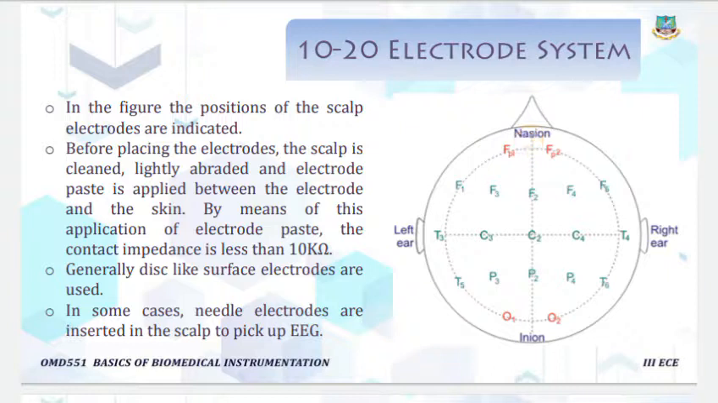FPZ, then Fz, then Cz, then Pz. Then the last point is OZ, just as a point. Just have to note it. Have you understood this point? From nasion to inion, we are splitting it into five, but we are placing the electrodes only on three positions: one on the frontal position, one on the central position, and one on the parietal position. Hope you understand.